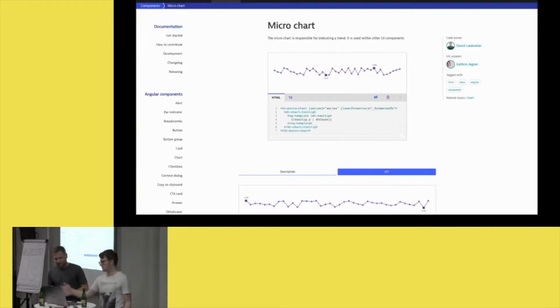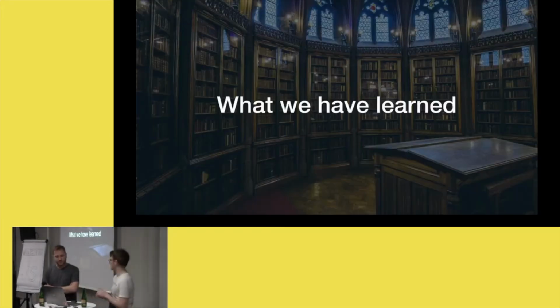So how does one component page look like in Barista? This is our microchart component, and we always have interactive demos alongside the code that you can just copy and paste and put in your application. We also have our API documentation and some UX guidelines and usage guidelines on how to use those components inside your application. So what have we learned during the last 1.5 years since we started creating this library?